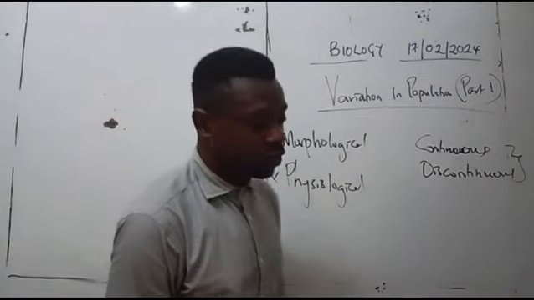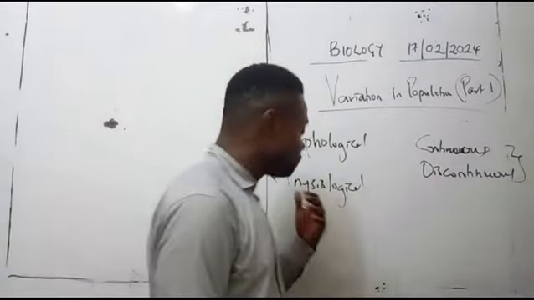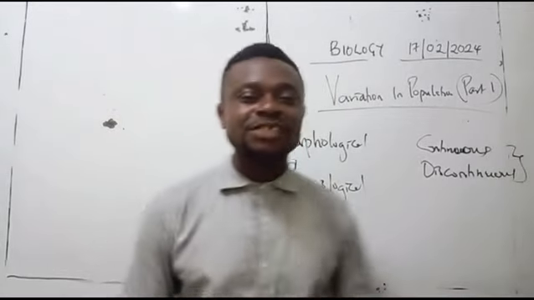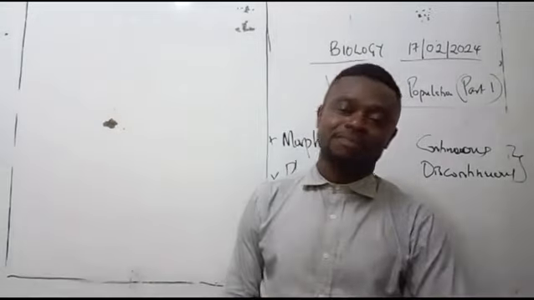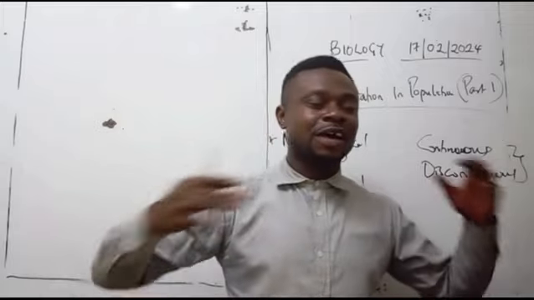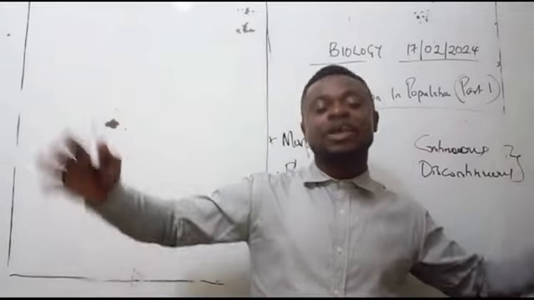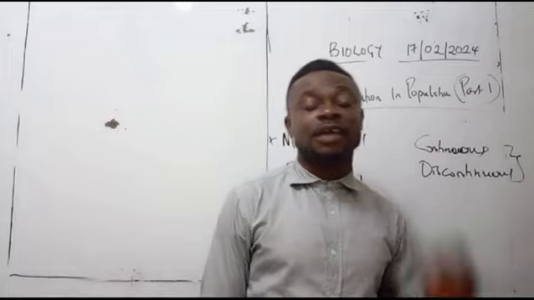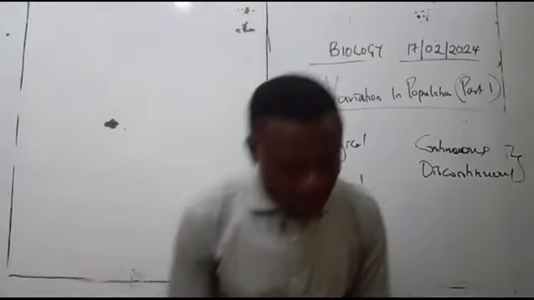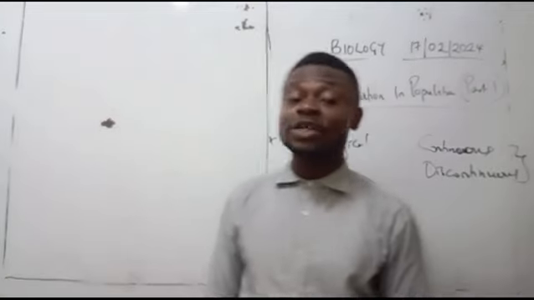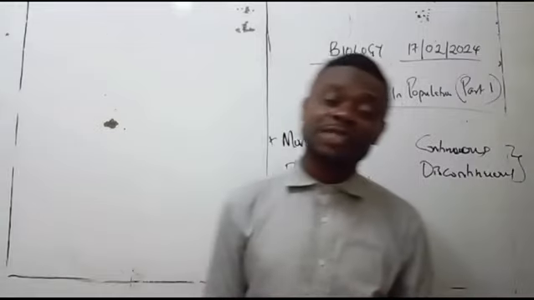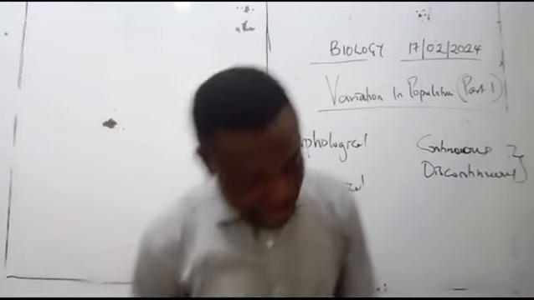Examples of physiological features, or better still, examples of variation termed physiological, are variations in behavioral pattern, the way individuals behave. Variation in our respective behavioral pattern is physiological variation. And variation in the ability to roll the tongue. Some can roll their tongue, but some cannot. The ability to do that.